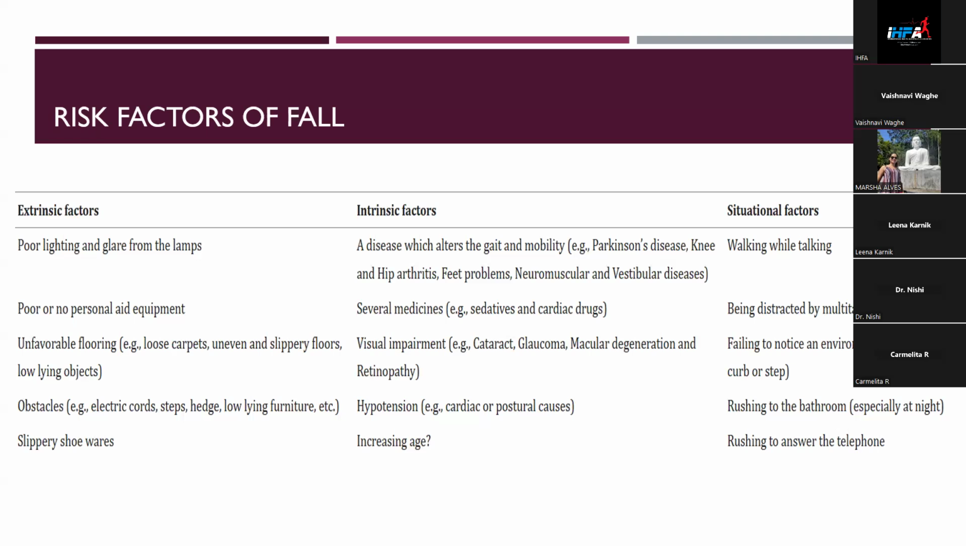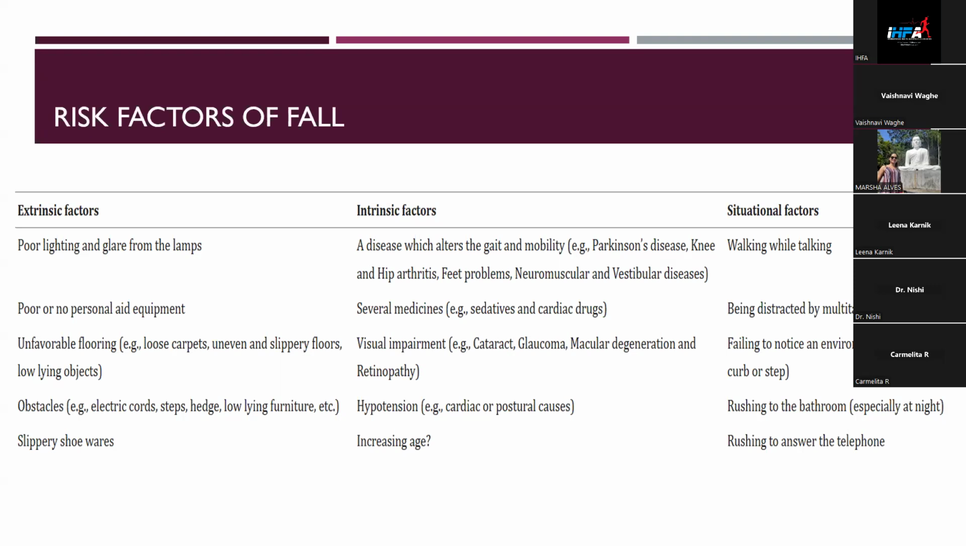It could be Parkinson's, new knee or hip arthritis, feet problems, neuromuscular problems, neuropathy, vestibular problems. Any of these things can be easily managed, modified and trained, but they cannot be removed from the body.